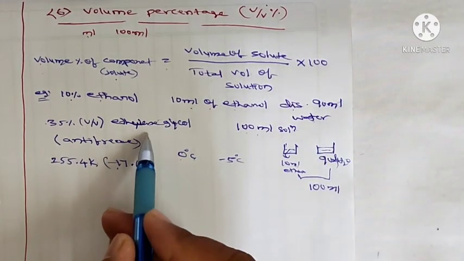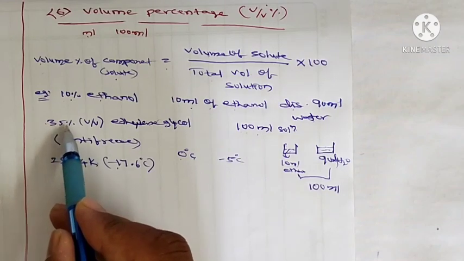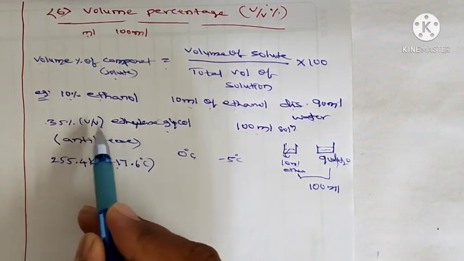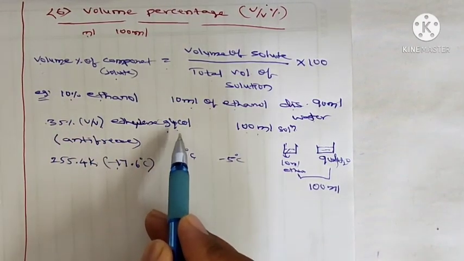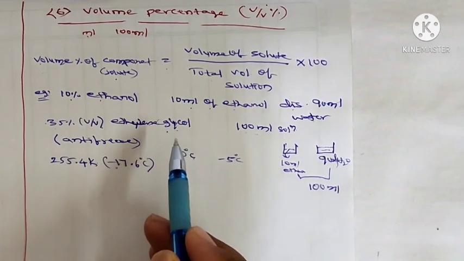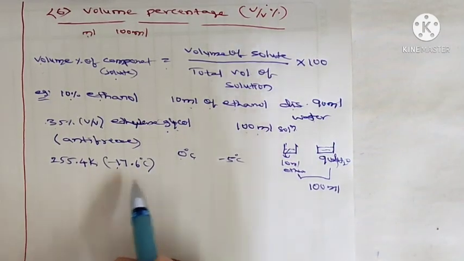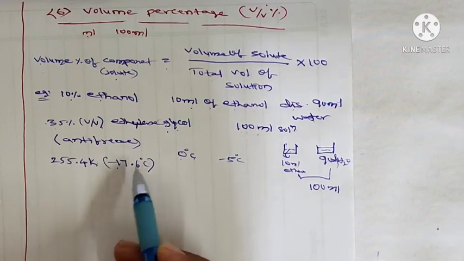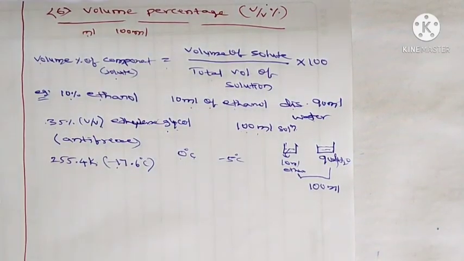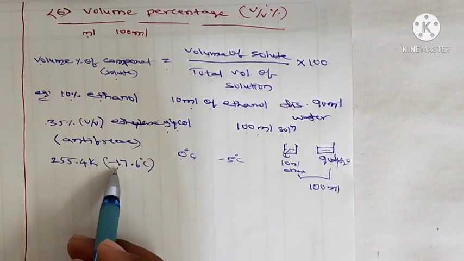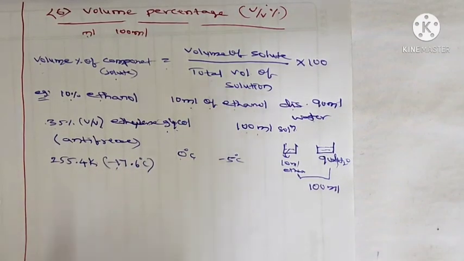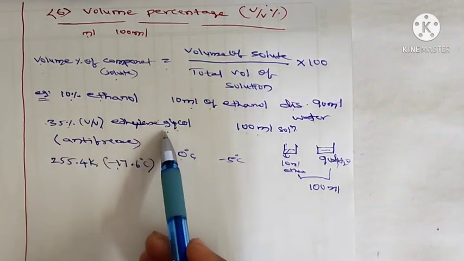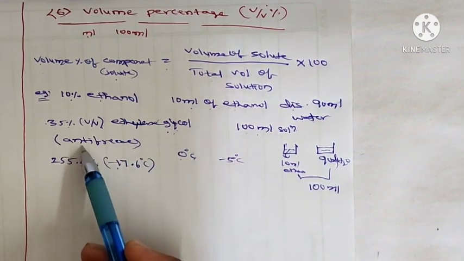So if you add ethylene glycol, how much? 35% V by V ethylene glycol. If you add 35% V by V ethylene glycol into the water, the freezing point decreases to minus 17.6 degrees centigrade. That means we can use that water in the cars. Because of that, 35% V by V ethylene glycol is used as an antifreeze.